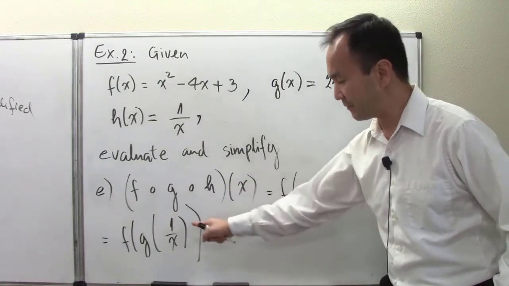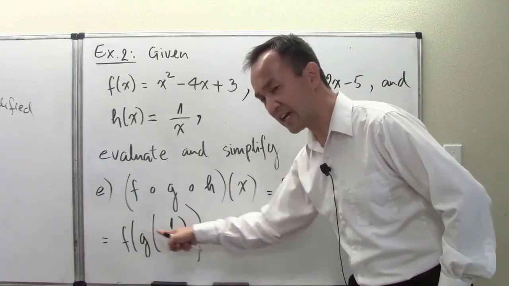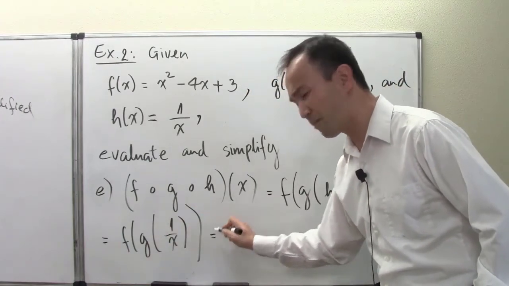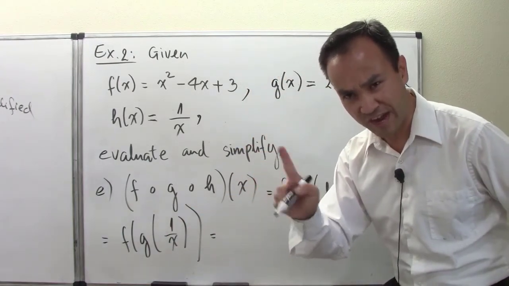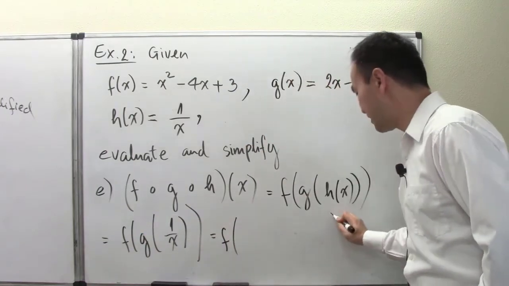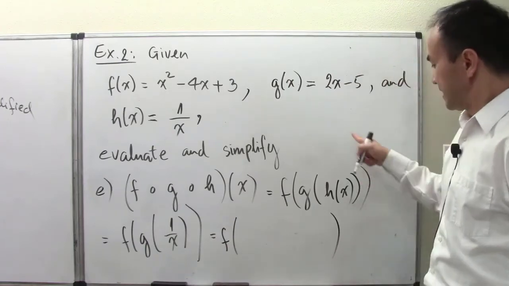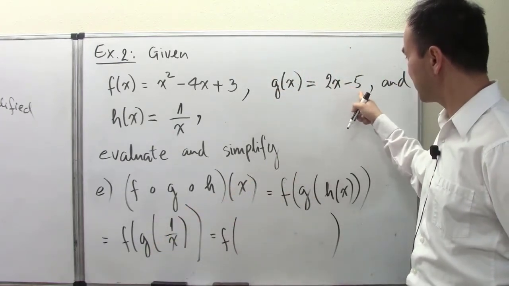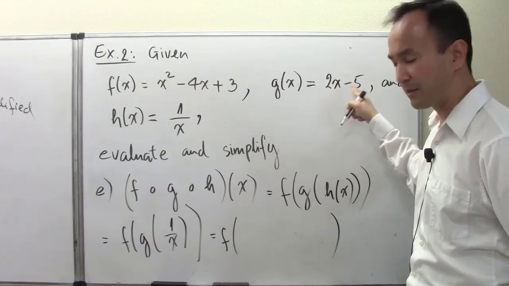And then from there I'm going to look from the inside out again at g of 1 over x. Let's look at what it is. So my first composition happens inside of the function f. So here it's still f, but now let's do some composition. The rule for g says 2x minus 5, 2 times whatever input that is, minus 5.